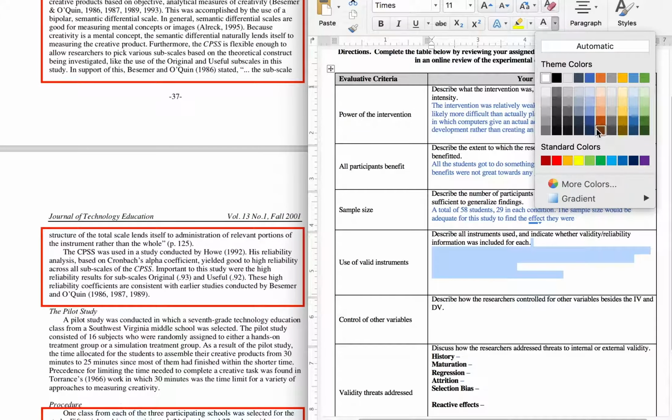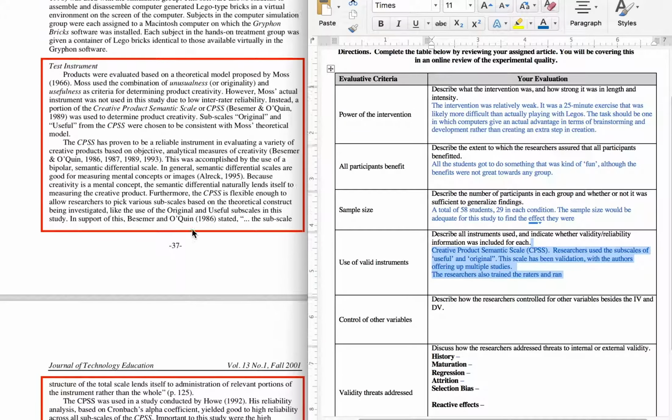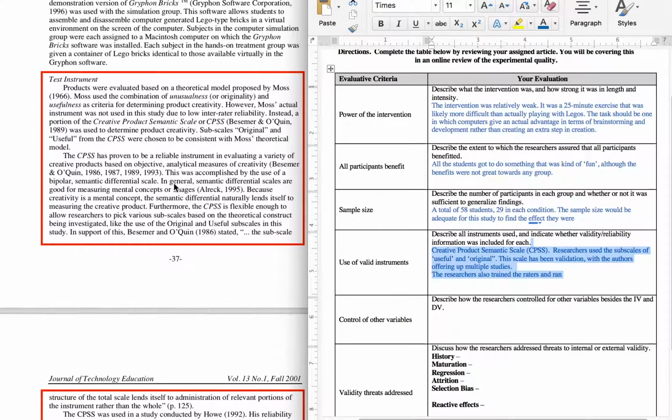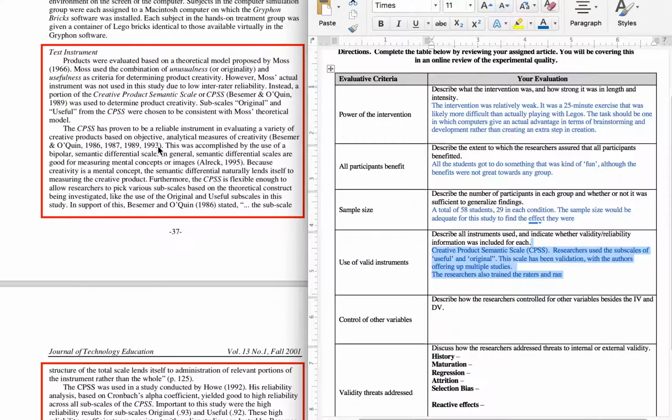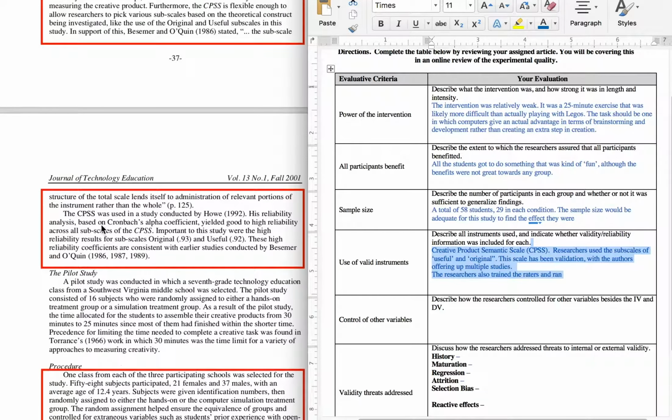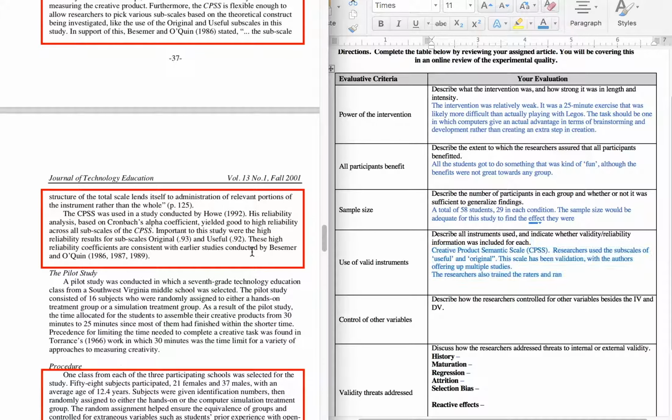Now, the good thing that these authors do is they go through and talk about what they are using. They reference many different articles that have used it before. They talk about some kind of validation that we haven't really covered in this class, but they're basically trying to make sure, in this case, that the subscales of original and useful actually work well together. They are internally consistent, meaning that each subscale is measuring the same thing. In this case, 0.93 and 0.92 are really good. That's very high. So the tool they were using was validated.